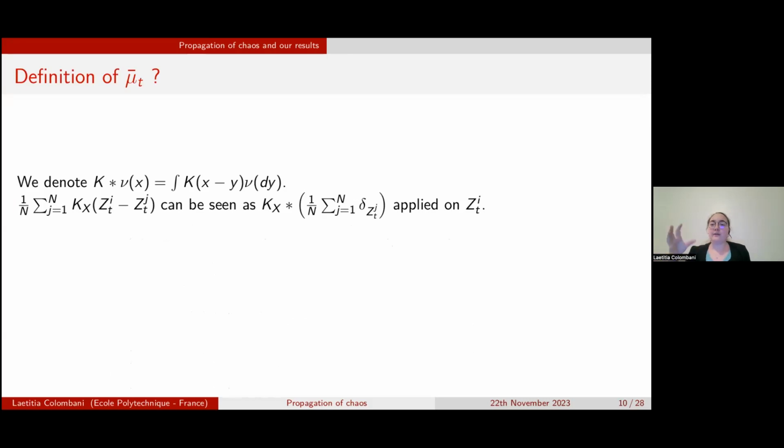How do we define bar mu t? We will describe a system of 2 equations for one ideal neuron. And to do that, we need to do something with the interaction, because in our original system, we have interactions between particles, and we can't have interaction on one particle alone. So we need to do something to give the same, not the same information, but some idea about it.